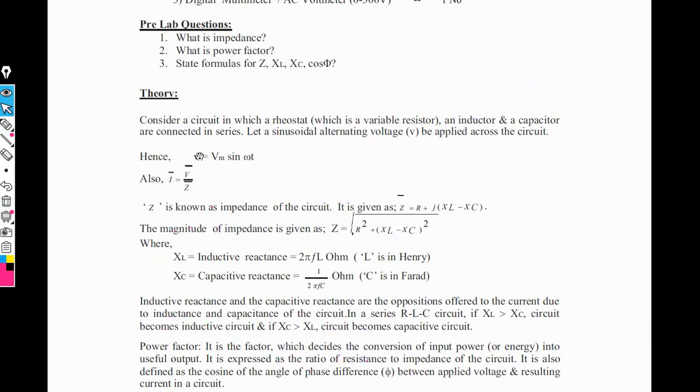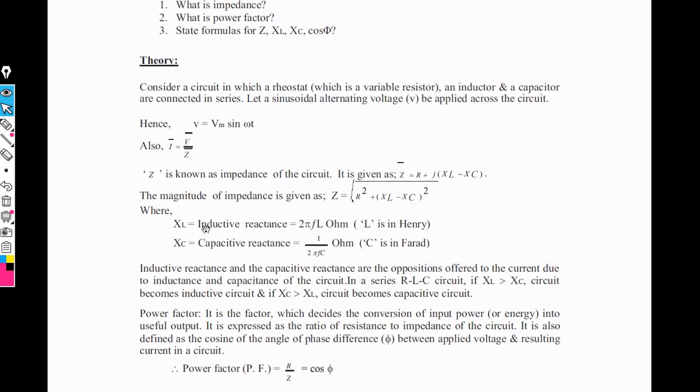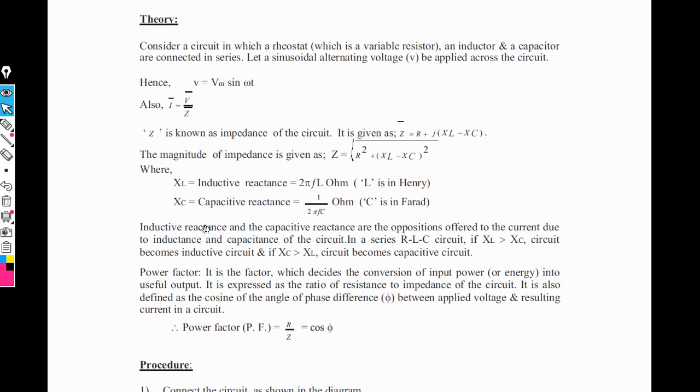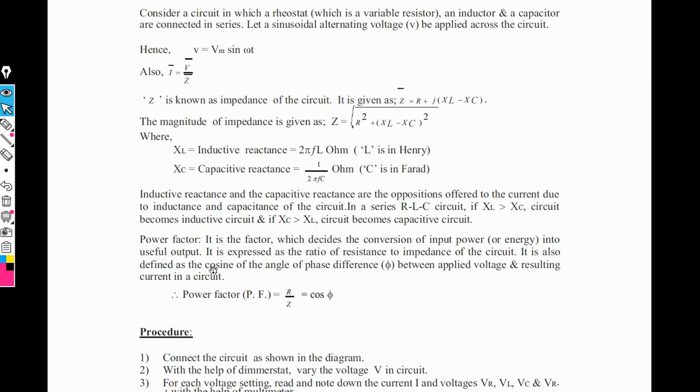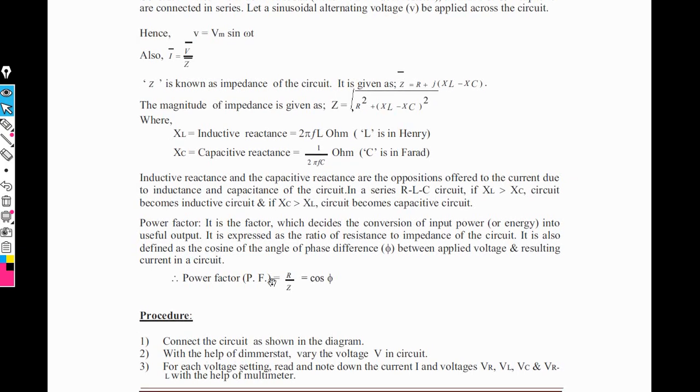This is the important concept, but we also need the power factor. The formula for power factor is R is equal to Z cos phi. This is the important formula, and it will be needed in the RLC series circuit. We also need several parameters like voltage across resistance, voltage across inductance and voltage across capacitance. Then we also need a dimmerstat.